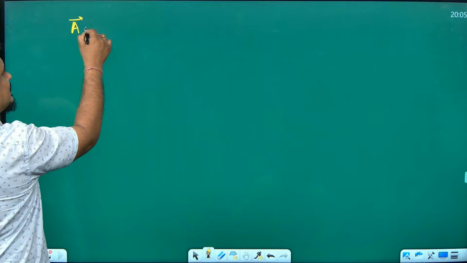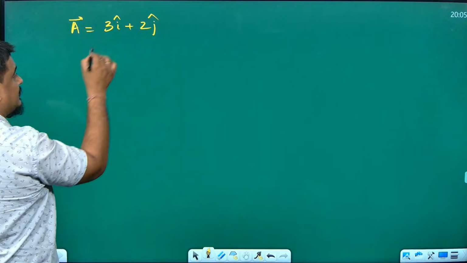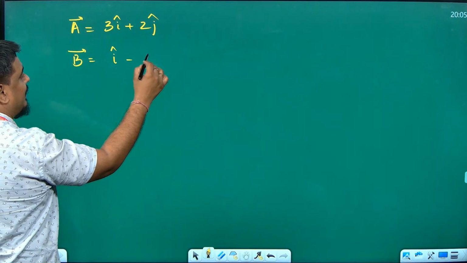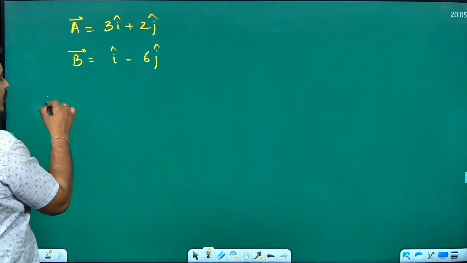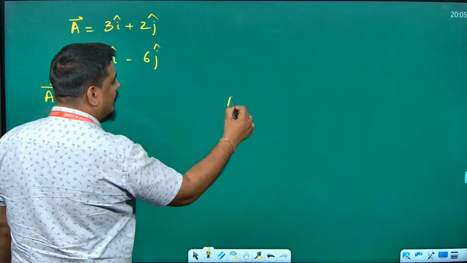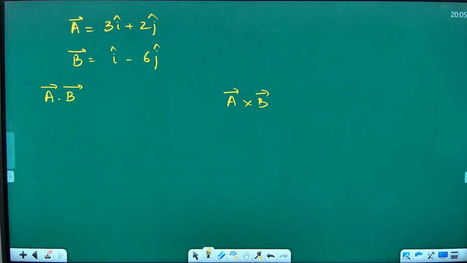A vector is given as 3i cap plus 2j cap. B vector is given as i cap minus 6j cap. Find what is A vector dot B vector and find what is A vector cross B vector. Very basic question. It won't come in the exam also. Just a basic question to teach you dot and cross product. Tell me the answers fast.